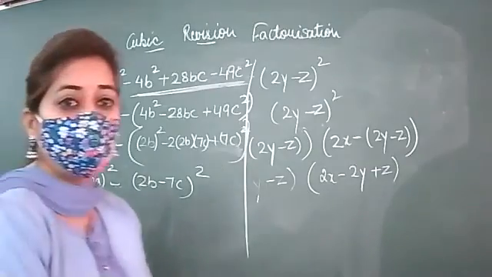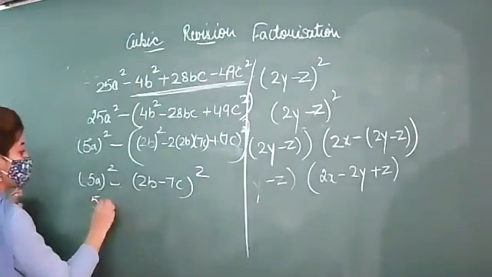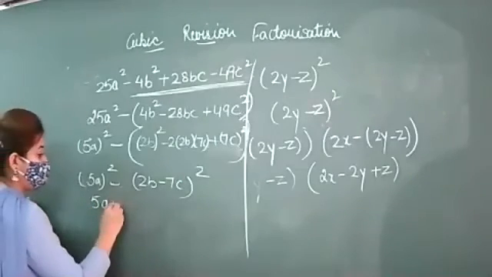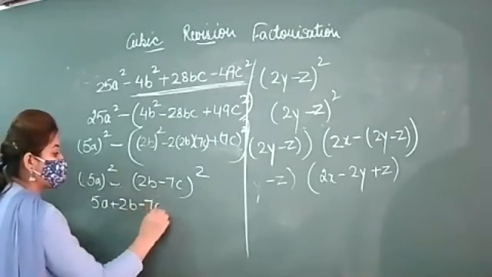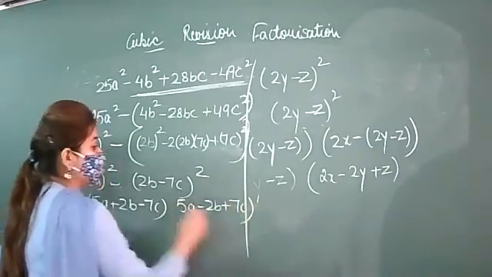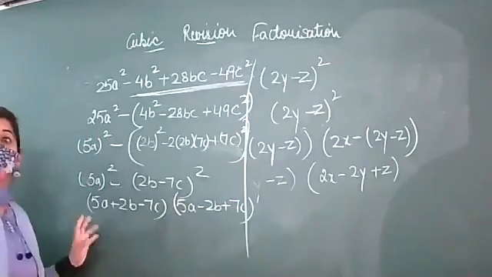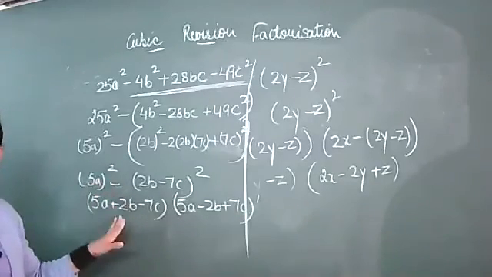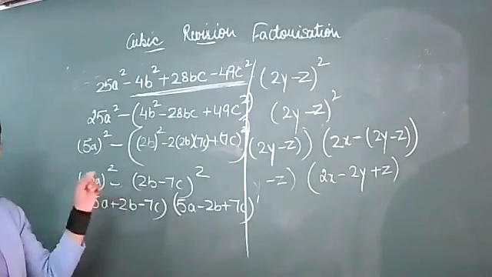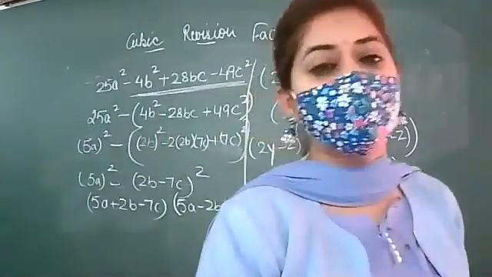Hurry up, hurry up. Answer of this question is, I'm writing correct answer: 5a plus 2b minus 7c, 5a minus 2b plus 7c. Any doubt? Clear? मैंने एक step miss किया. I have written direct answer without even brackets. I have just changed the sign. जहाँ negative है वहाँ sign change होगा, otherwise नहीं.